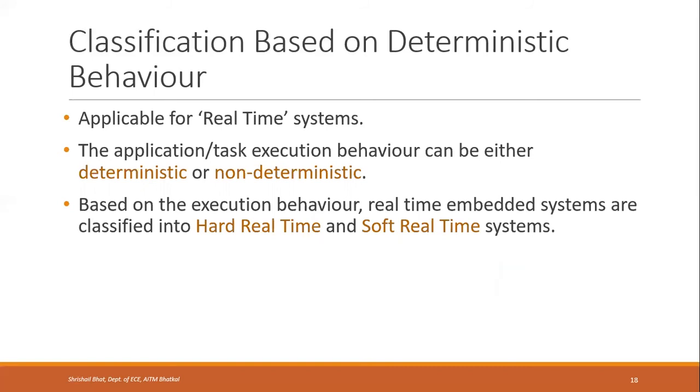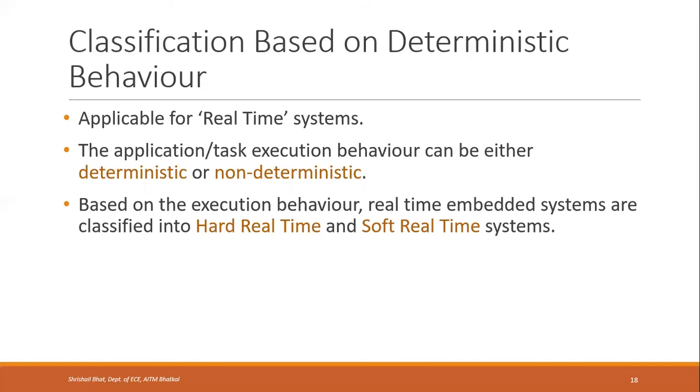The application or task execution behavior can be either deterministic or non-deterministic. Deterministic means we know what is going to happen, what will be the outcome. Non-deterministic means we may not know what is going to happen next, or at what time what is going to happen. So based on the execution behavior, real-time embedded systems are classified into hard real-time and soft real-time.